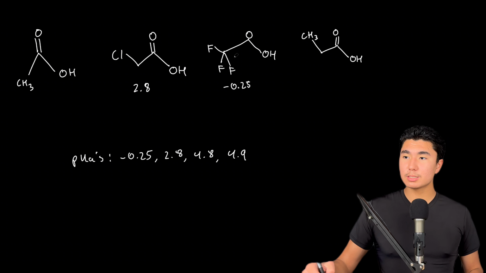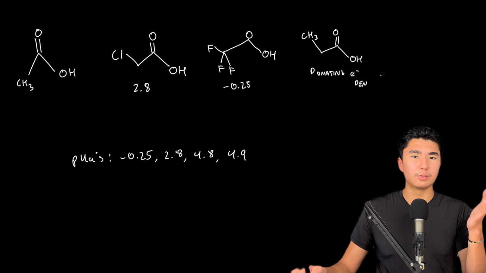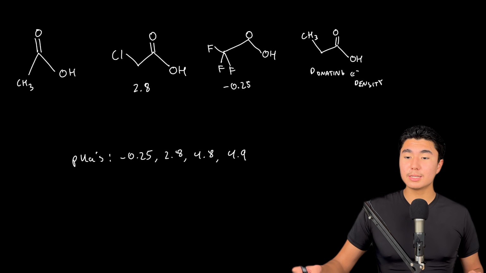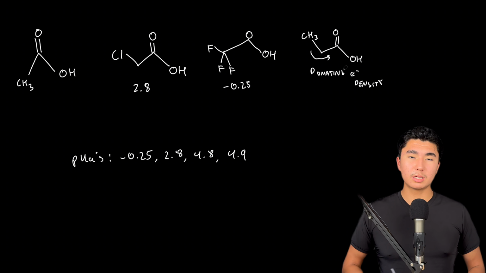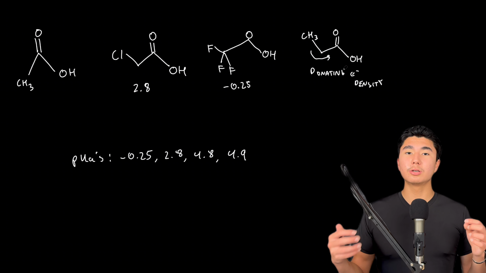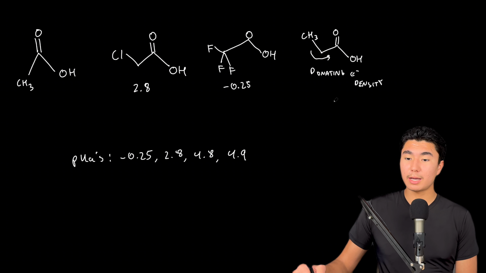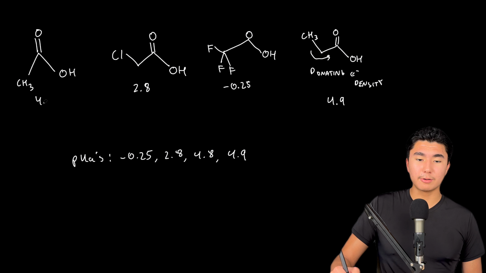And what happens is, this is called the donating electron density effect, or we could just say donating electron density. And what happens is, this electron density from the carbon is basically donated to these oxygens over here because they become the most electronegative, and this actually makes the acid a little bit weaker. So this is going to have the lowest pKa. This is going to be the highest pKa. This one is going to have the third highest pKa.